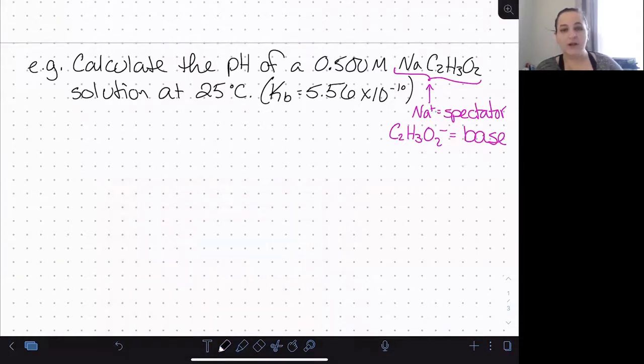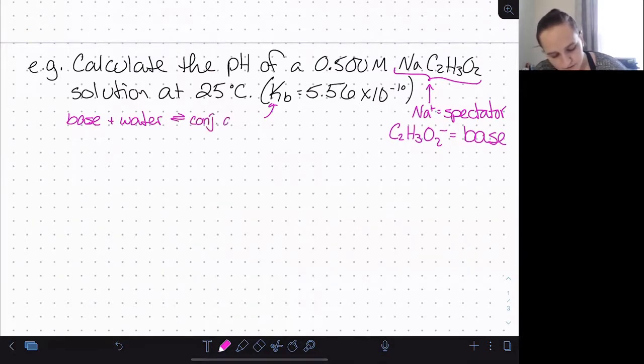So here we will once again want to write the reaction for Kb. It is always the base plus water in equilibrium with the conjugate acid and hydroxide. So why don't you pause here and see if you can give this problem a try on your own.